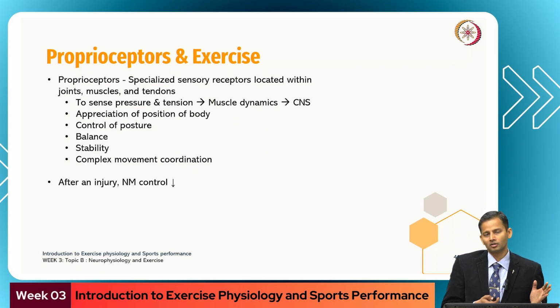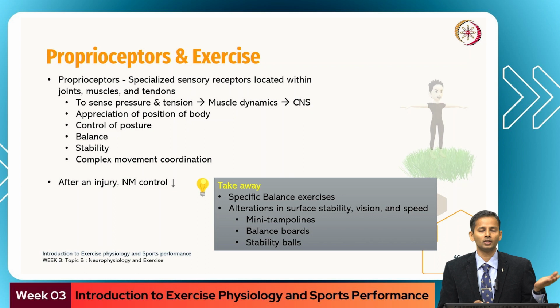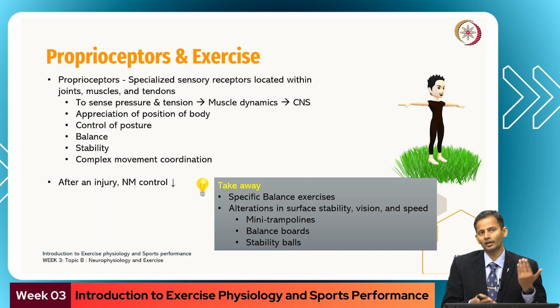After an injury, it is seen that neuromuscular control decreases. This is mainly because of the derangement that happens to the proprioceptors as well. The takeaway point is that when you introduce specific balance exercises in a graded fashion after an injury, based on the different phases of rehabilitation, you will be able to regain this neuromuscular control. Similar exercises are also introduced as a warm-up protocol before the activity in order to activate these proprioceptors to have better performance as well.